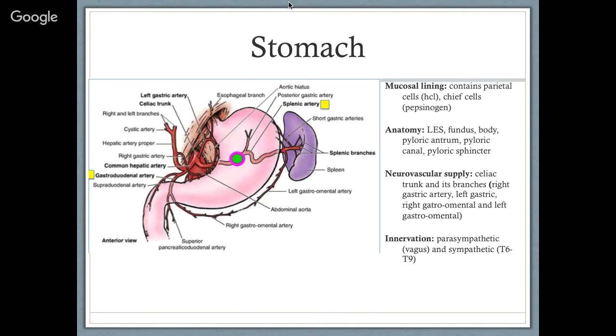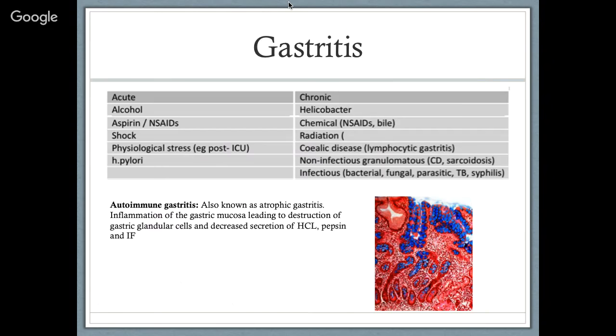So I like to think of gastritis in terms of acute gastritis and chronic gastritis. Overwhelmingly, the cause everyone thinks of is H. pylori, Helicobacter pylori. But there's other things that can cause or worsen gastritis. So alcohol, aspirin and NSAIDs, shock. Physiological stress, really important. A lot of patients in ICU, the body's under such intense stress that they can develop gastritis. And many patients you'll see in ICU are actually on a PPI prophylaxis to prevent this, even without symptoms of gastritis previously.